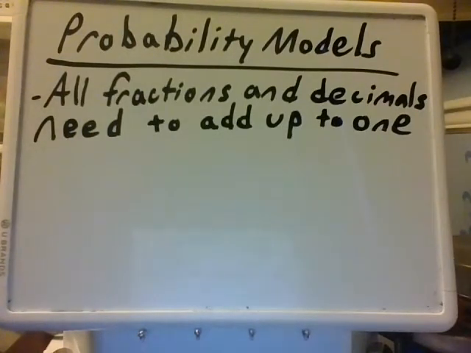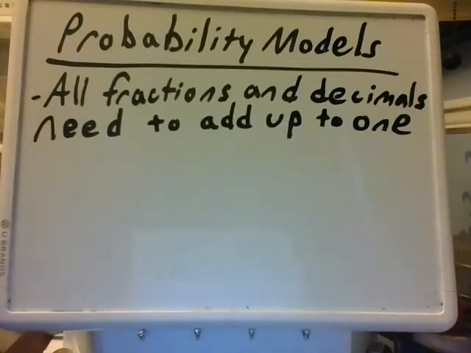This is the video on probability models and the assignment for that on Khan Academy. The main thing is that in the end, all your fractions or decimals need to add up to 1, so they're all not going to be higher than 1. Think of it as money: 45 cents and 55 cents equals a dollar, or a third of a dollar and two-thirds of a dollar equal $1. Everything's going to add up to equal 1.